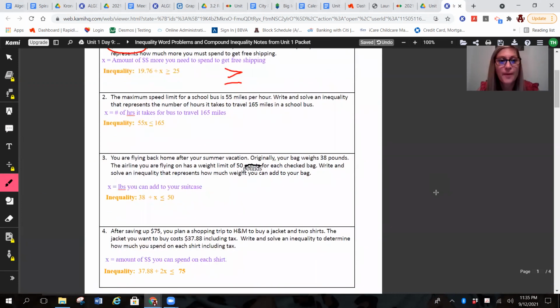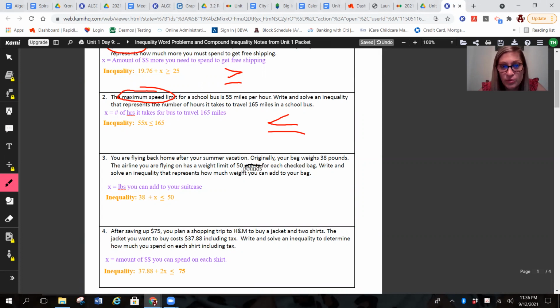Number 2, the maximum speed for a school bus is 55 miles an hour. Write and solve an inequality that represents the number of hours it takes to travel 165 miles in a school bus. So because it said maximum speed, that means less than or equal to. X represents the number of hours it could take to drive that 165 miles.